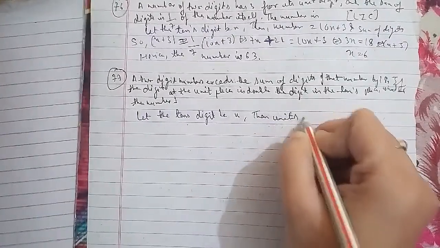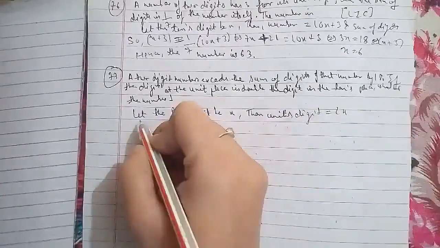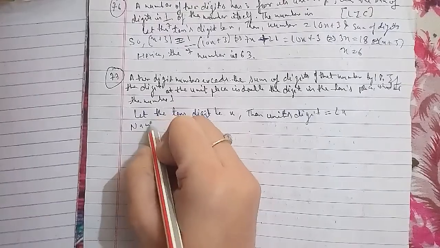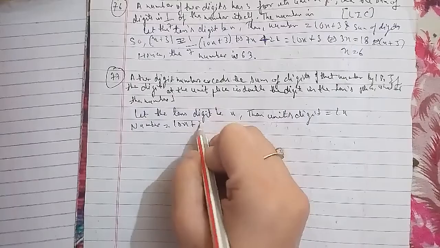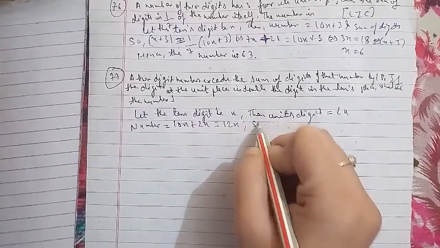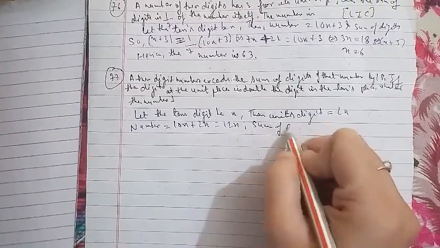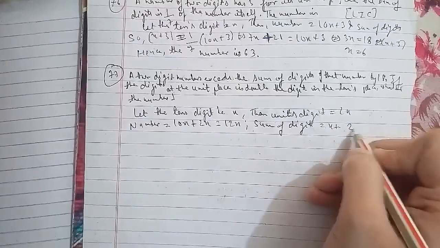So sum of digits equals x plus 2x, and that is equal to 3x. So 12x minus 3x equals 18, which is your 9x equals 18, x equals 2.